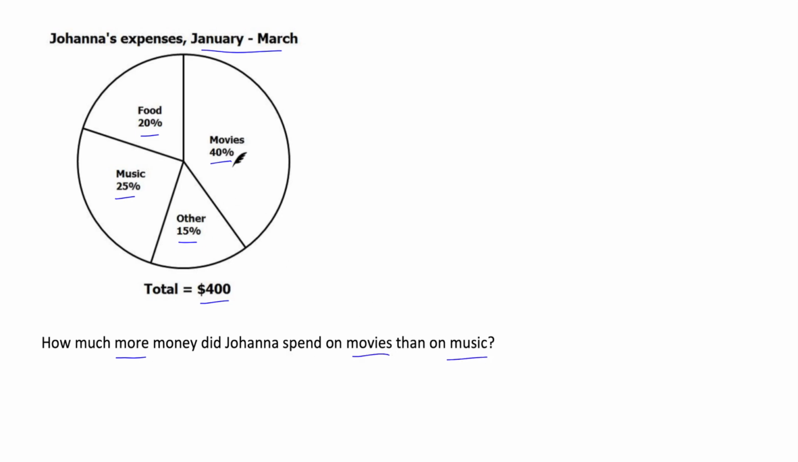So she basically spends 40% on movies. That is, on movies we have 40% of the total amount, that is this. Just do the math and you'll see 40 into 4 is 160. So she basically spends $160 on movies.